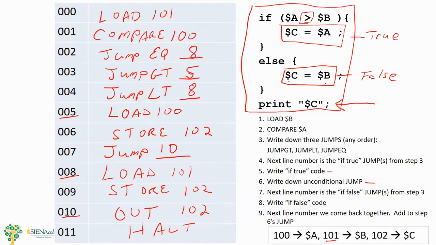We loaded the item on the right, B. We compared the item on the left, A. We wrote down our 3 conditional jumps. We then saw that our if true began at 5. We put the 5 on the greater than because we had greater than in our code. We wrote our if true code, a load and a store. We put down an unconditional jump. We know that the next line is where the if false begins.